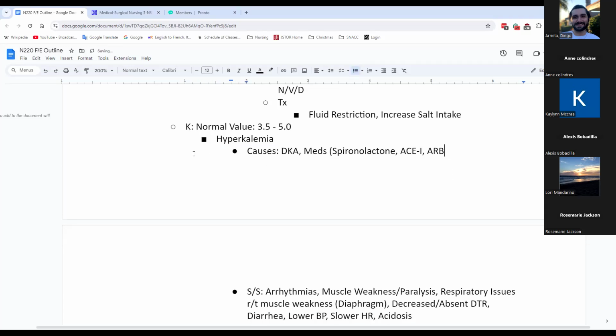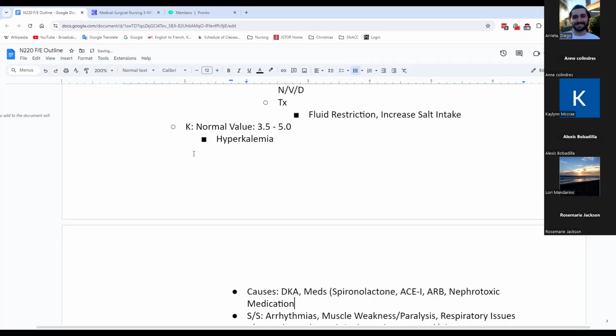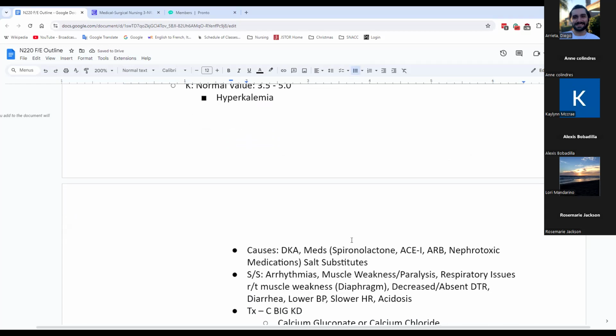Okay. So what else did you guys say? You said NSAIDs. Yes, NSAIDs are related to your kidney stuff. Why? Because they're nephrotoxic. I'll just write nephrotoxic medication. And we said salt substitutes. That's something to keep in mind. You might get questions where someone with kidney disease has been told they need to watch their salt, and they've been taking salt substitutes. It's like, actually, no, you can't have that either because of the potassium. And in general, substances.